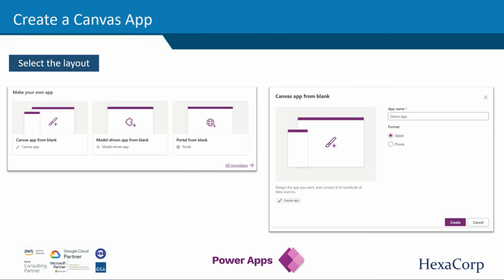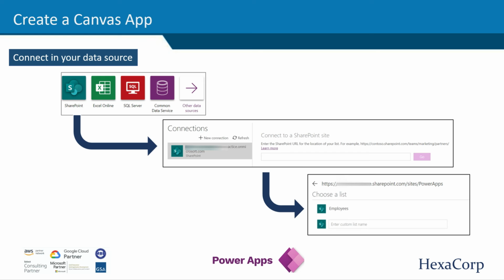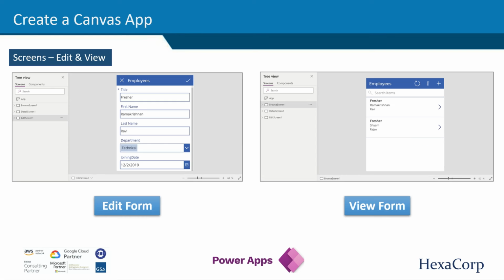How to create Canvas app in PowerApp. Select the layout. Connect your data source. Select display mode. There are two types of PowerApp forms. One is edit, which allows you to edit, and the other one is view, which displays a preview.